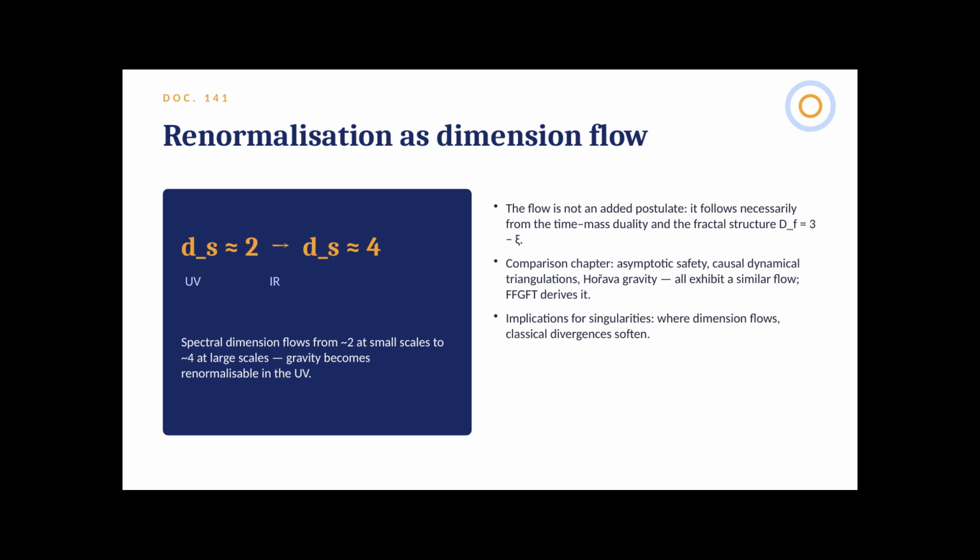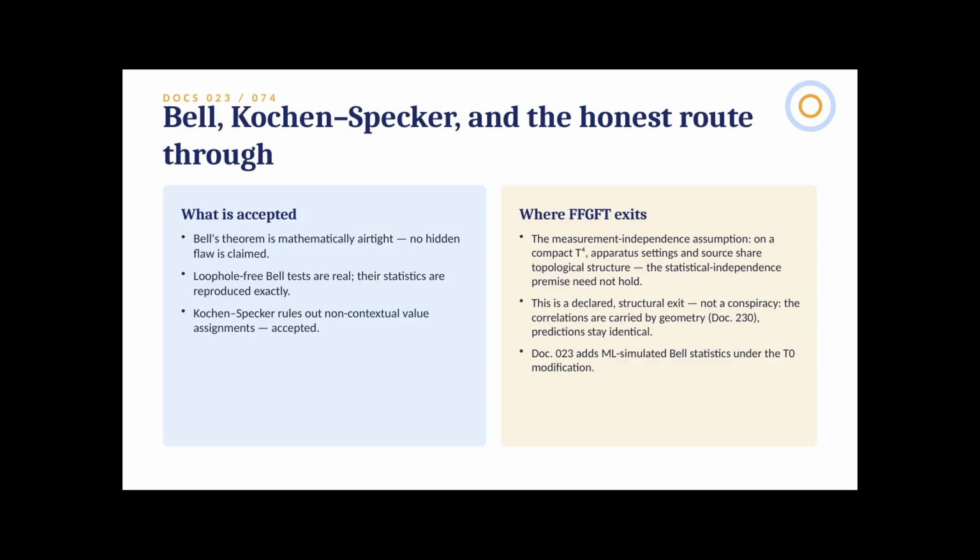It falls out of the time-mass duality and the fractal dimension df equals 3 minus Greek xi. Other serious approaches, asymptotic safety, causal dynamical triangulations, Hořava gravity, all show a similar flow. The difference is that FFGFT derives it instead of postulating it. And where the dimension flows, the old classical infinities soften, which points at the geometric way out of the black hole paradox.